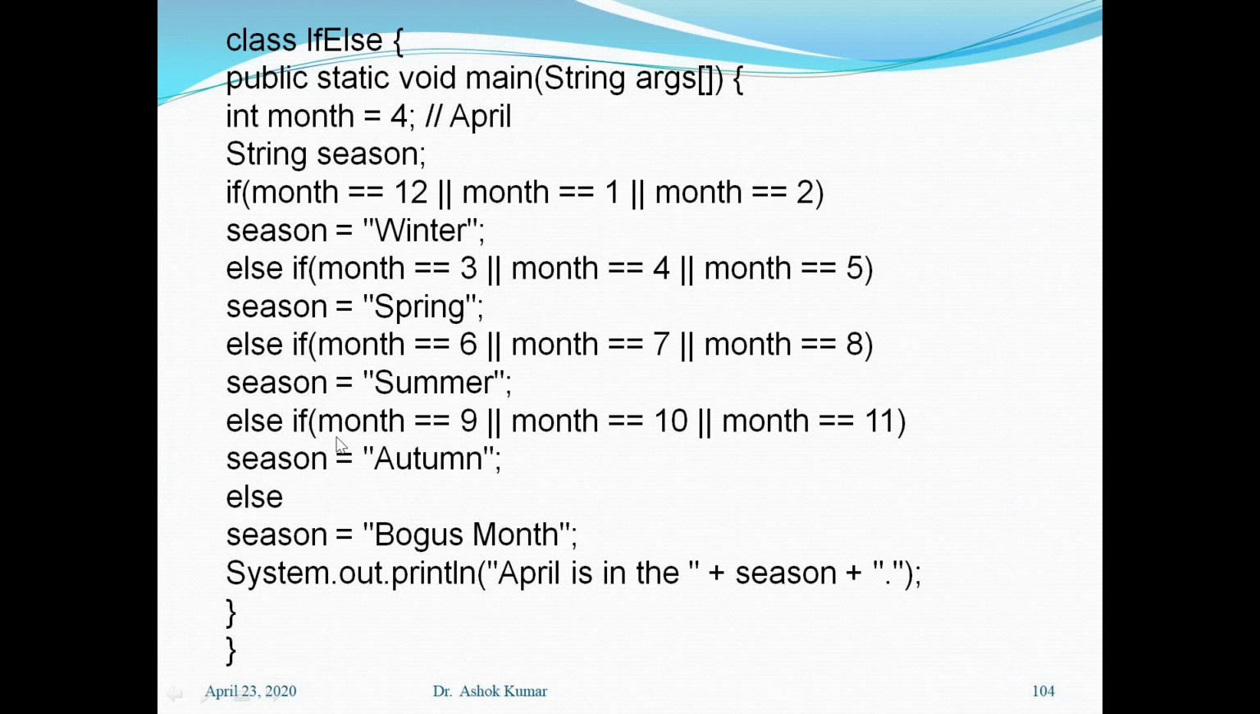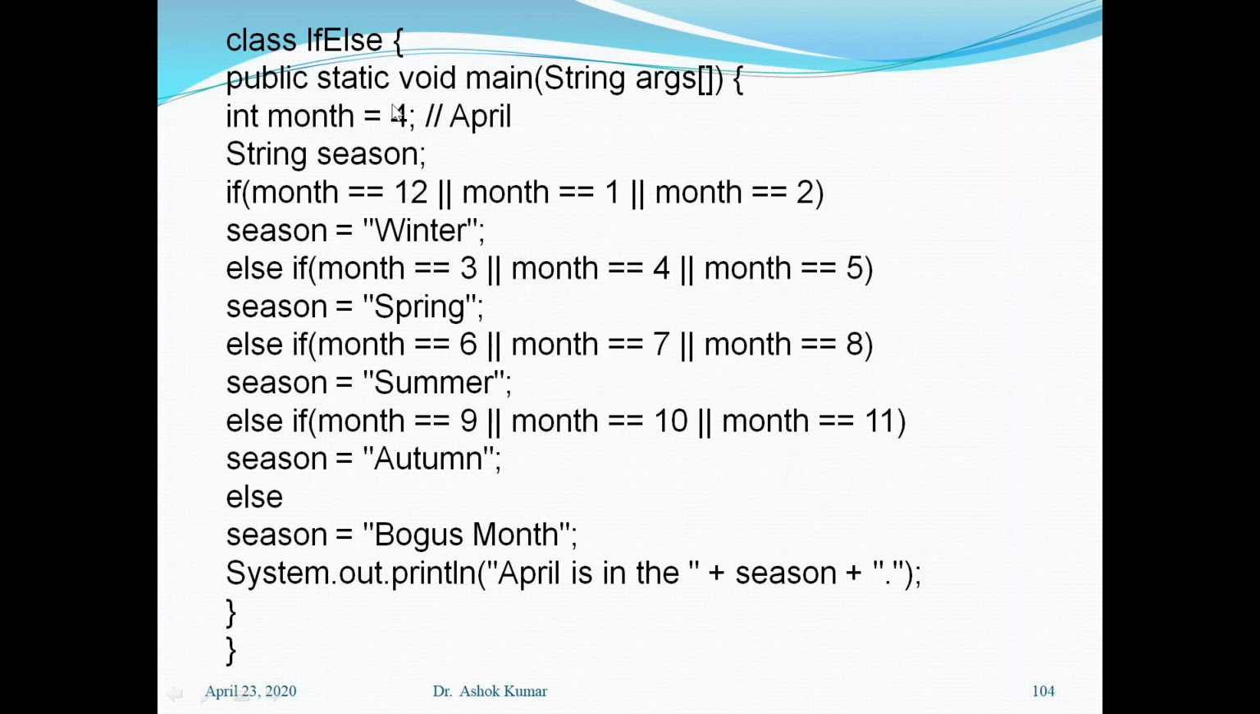So all these statements will be skipped till here, and after that it will run this statement and you will get "April is in the spring season." So this is the message that you will get.